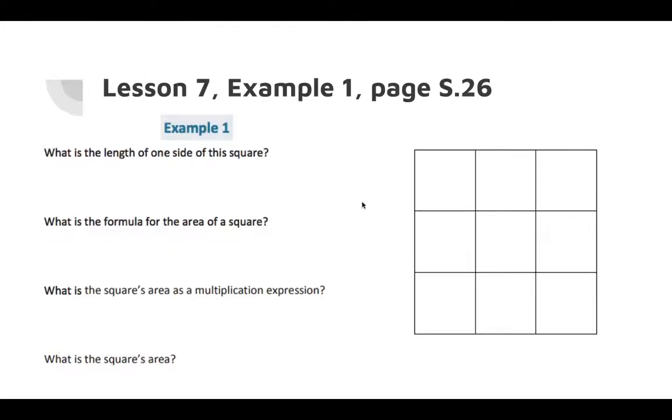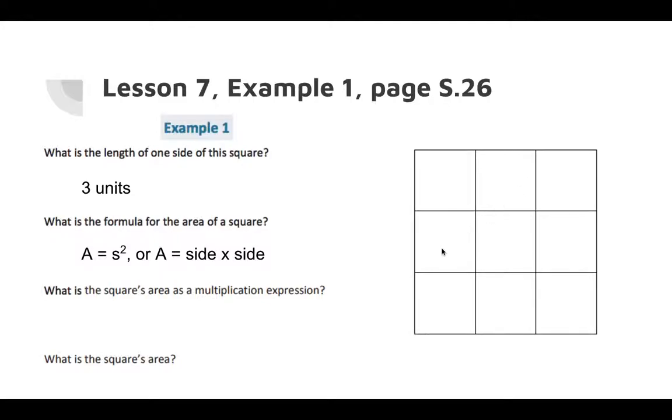So we have this box right here, and this should be on page S26 of your sheet. What is the length of one side of the square? We see this side of the length here as 1, 2, 3. So that is 3 units. What is the formula for the area of a square? Usually the formula for area is length times width. But for our purposes here, we're going to say that A equals S squared. So it means this side times this side.